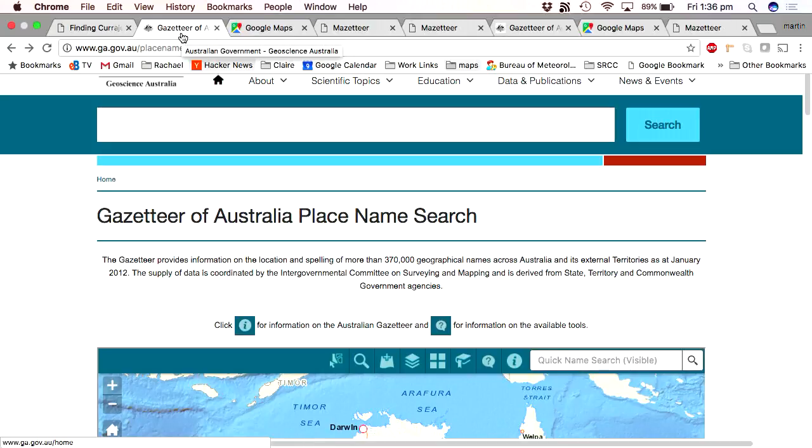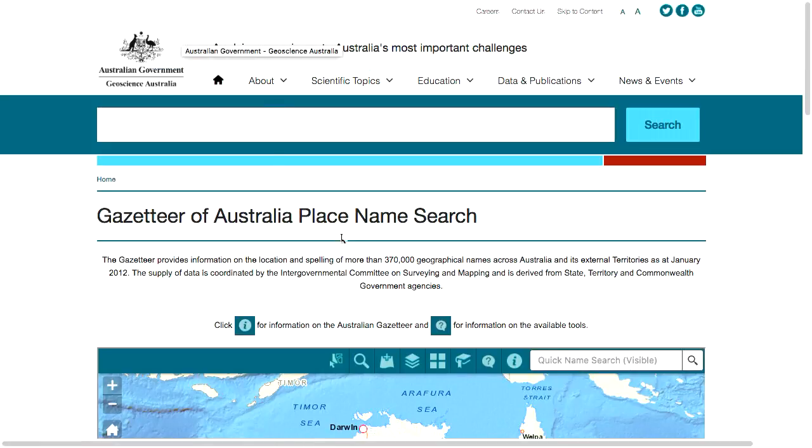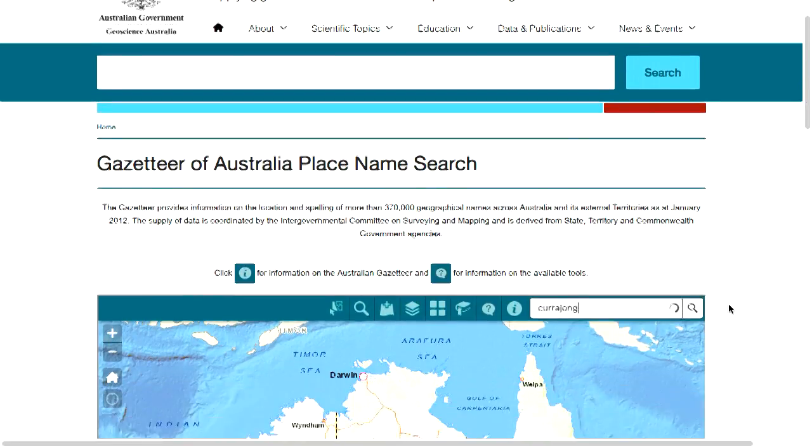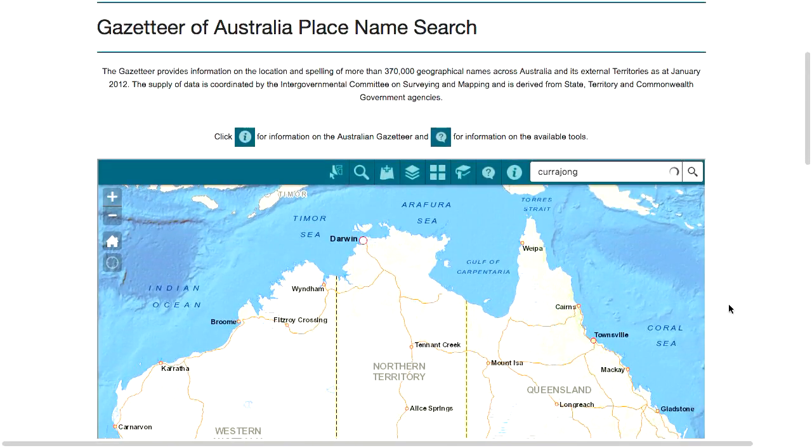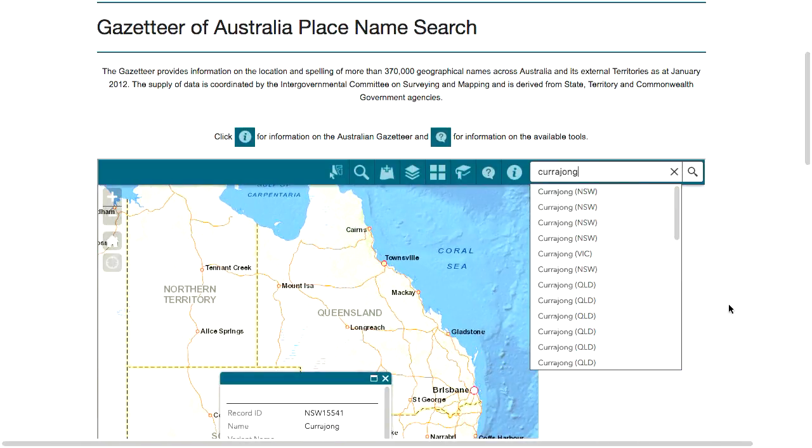So first thing I do is go to the Gazetteer of Australia, because that's got, what's it got, 370,000 place names. And I quickly type in Currajong and hit enter. This is where we hope we've got some internet connectivity. And it's not the fastest search engine in the world. And we see there's a whole lot of Currajongs there, but none of them are in West Australia.